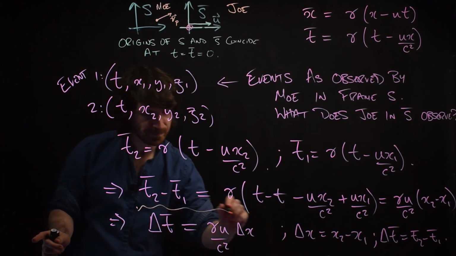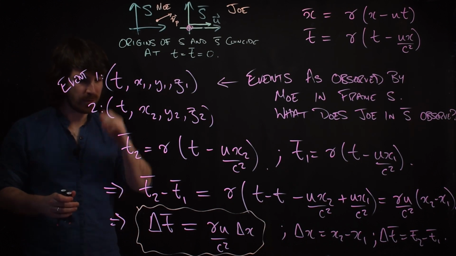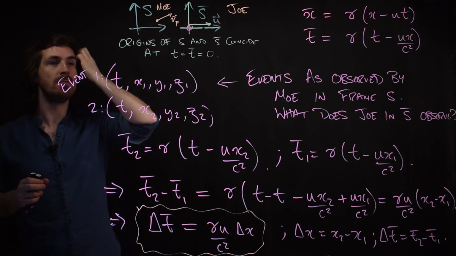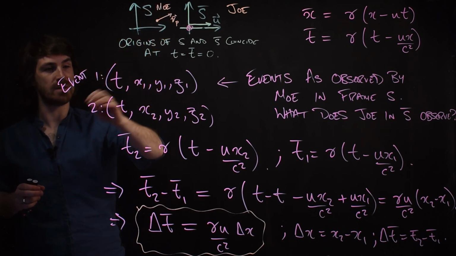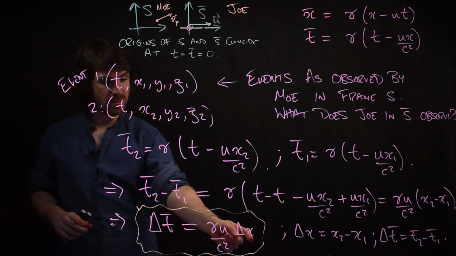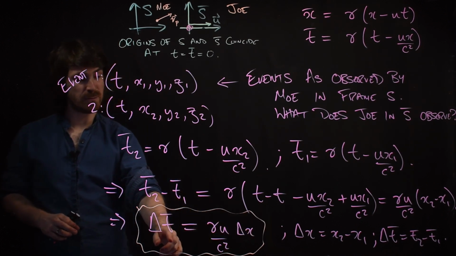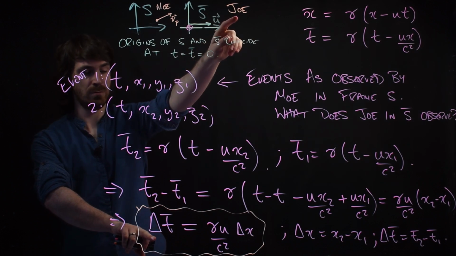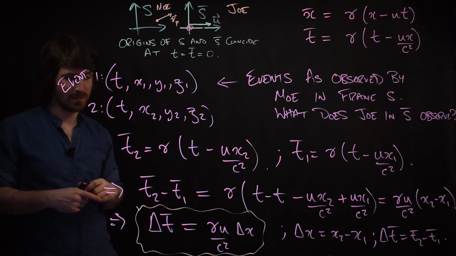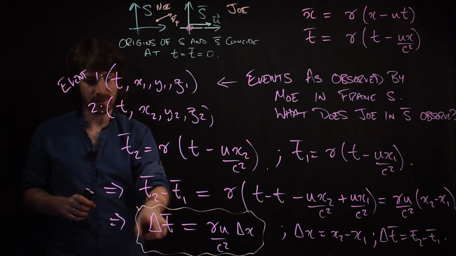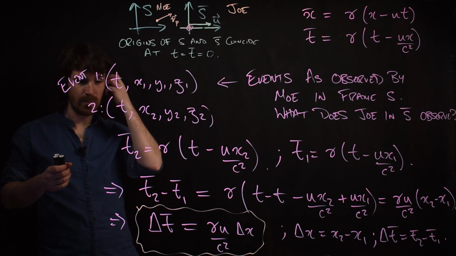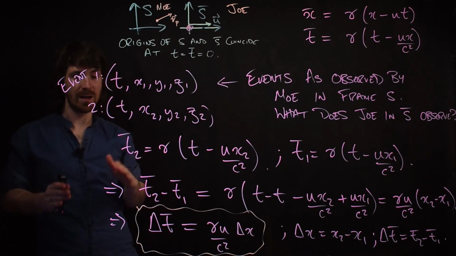Okay, so what is this telling us? It's telling us something extremely profound: two events that happen simultaneously in frame S, so Mo experiences two events to happen at the same time but in different locations. If they are in different locations, so if delta x is not zero, then an observer in a different inertial reference frame, Joe, doesn't see these events as simultaneous. They happen at two different times. This is very strange, or it should be very strange to you. We've lost the notion of absolute time.